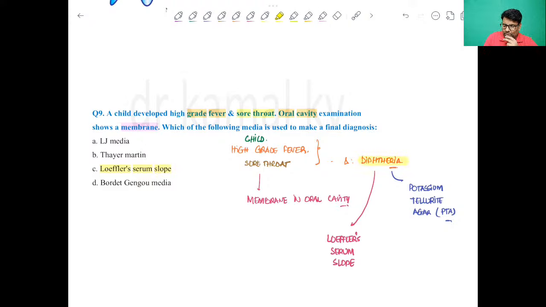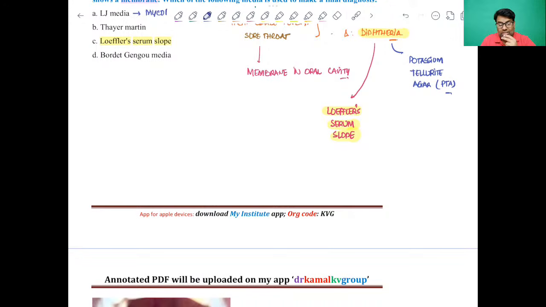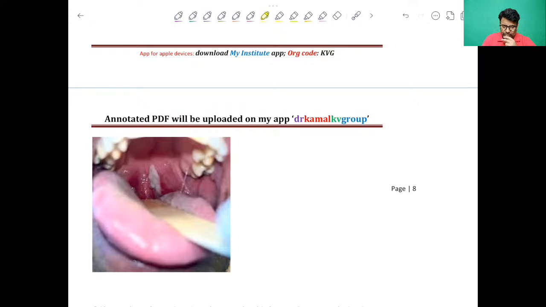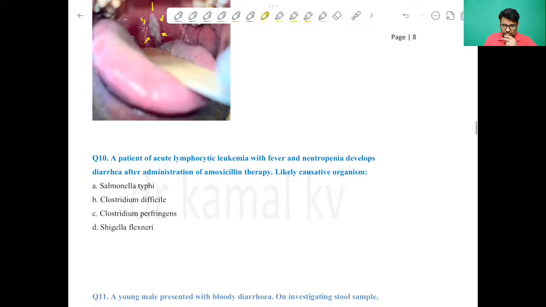So the condition is for diphtheria, Loeffler serum slope. Remember, don't confuse LJ media, which is for Mycobacterium tuberculosis. Lowenstein-Jensen media, don't mix up, because at times students mix up between Lowenstein-Jensen and Loeffler serum. Both are different and for different bacterium. Here you can see a classical membrane in the oral cavity. In a child, if you see this kind of presentation, don't hesitate to think about diphtheria as a diagnosis.